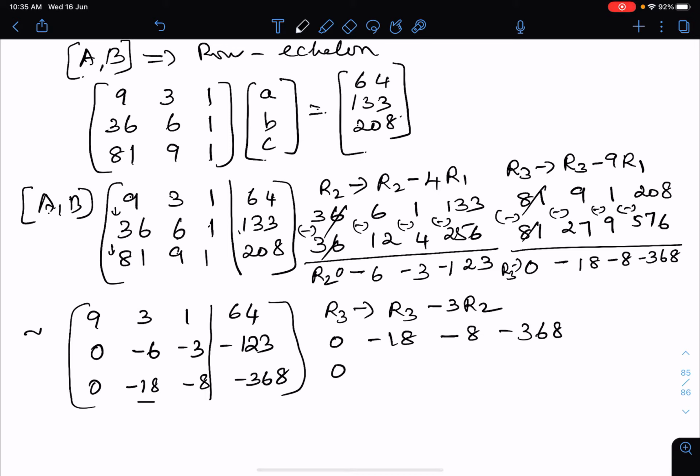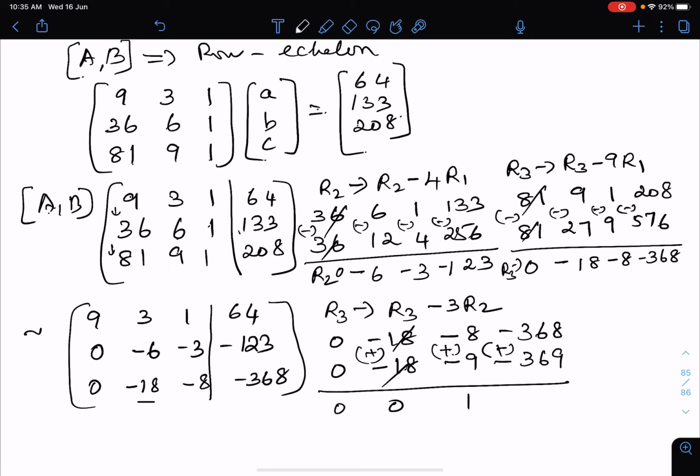3 into R2 will give you minus 18, minus 9, and this is going to be minus 369. Okay, now change your sign because both are of the same sign and you are going to subtract. So this gets cancelled. 0, 0, 1, and 1 is going to be our row 3.